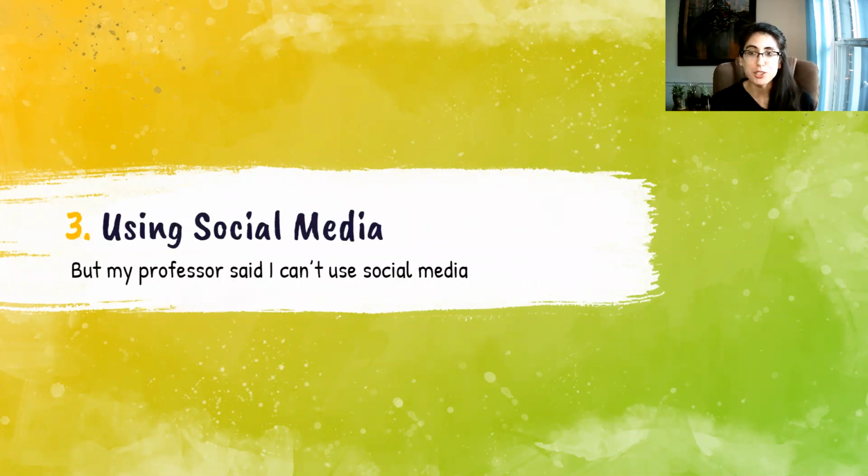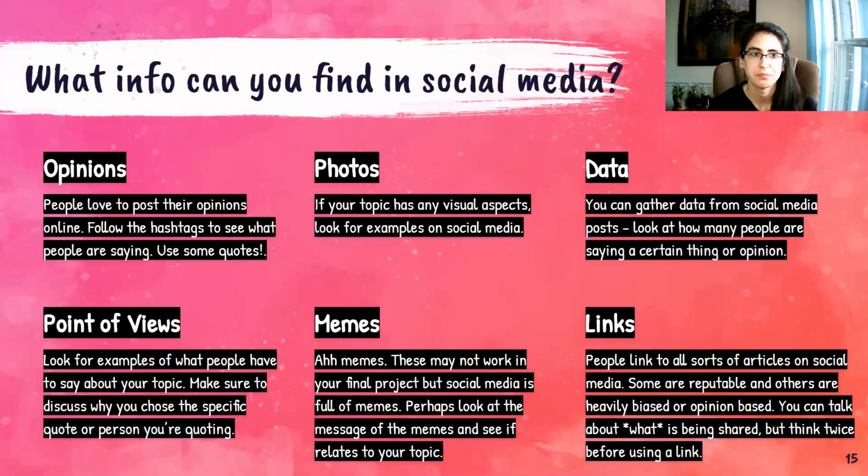So using social media, I'm sure you've been thinking about this the entire video, but my professor said I can't use social media. Well, I'm going to tell you how you can use social media. So what can you use from it? First off, opinions. People love to post their opinions online, and you can follow hashtags to see what people are saying. So if you are writing about something that has been going on recently and you know people have made social media posts about it, you can use those as examples. Use some quotes. Remember, it is not proof of something, it's just an example of something. So just because someone said it doesn't mean it's true, but because they said it, you have an example of an opinion, and you can use those quotes. You just have to say why you're using that.